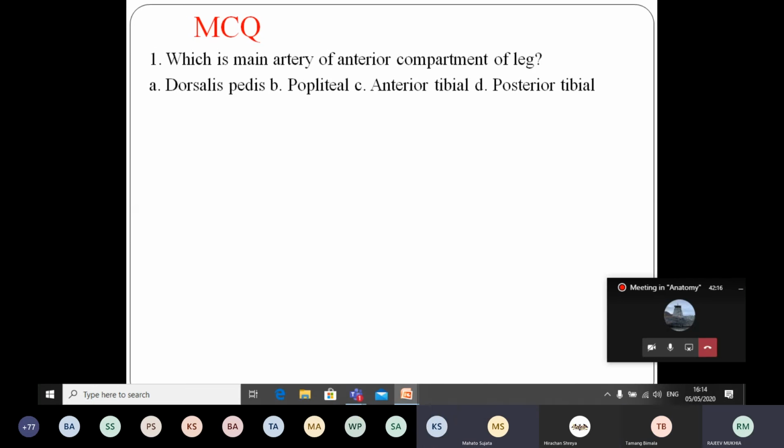Which is the main artery of the anterior compartment of the leg? Anterior tibial. Yes, all right. The answer is correct: anterior tibial artery. Remember, the anterior tibial artery is a branch of the popliteal artery, and this artery is located in the anterior compartment of the leg. So this is the main artery present in the anterior compartment of the leg.